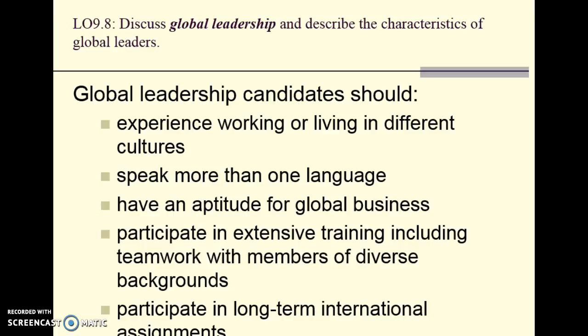Global leadership candidates should experience working or living in different cultures, speak more than one language, have an aptitude for global business, participate in extensive training including teamwork with members of diverse backgrounds, and participate in long-term international assignments.